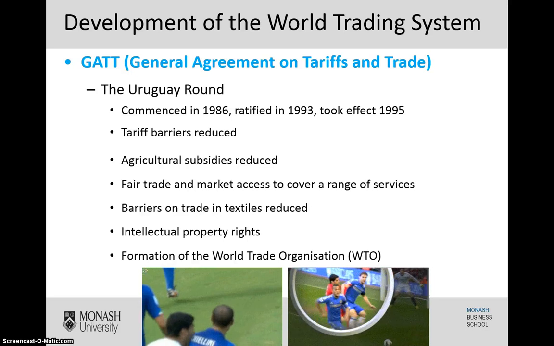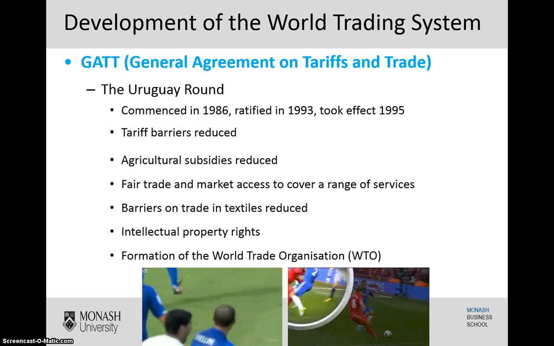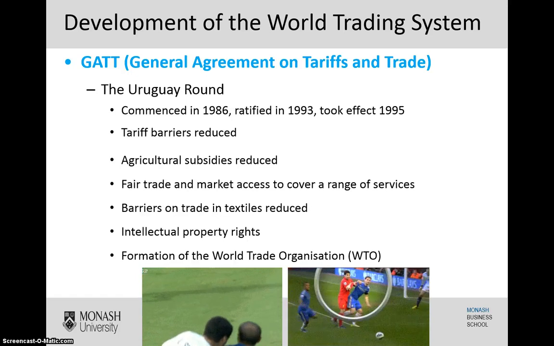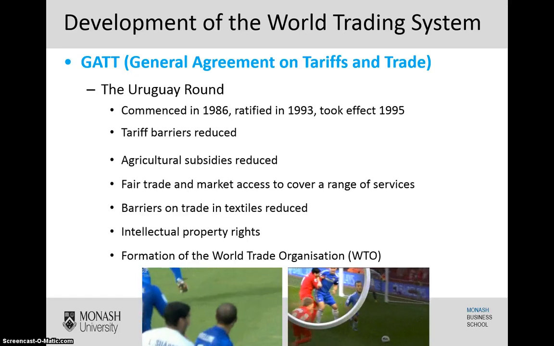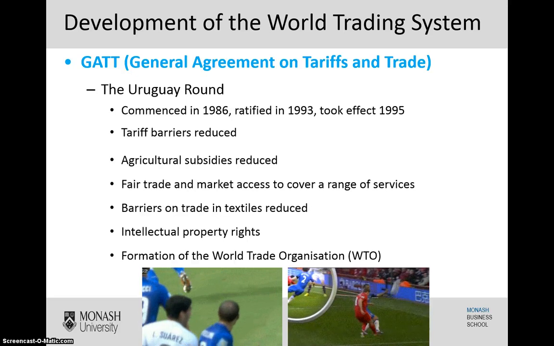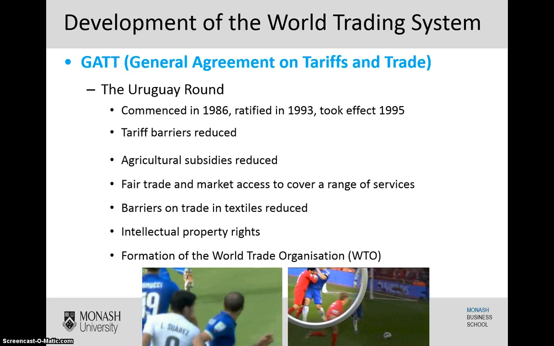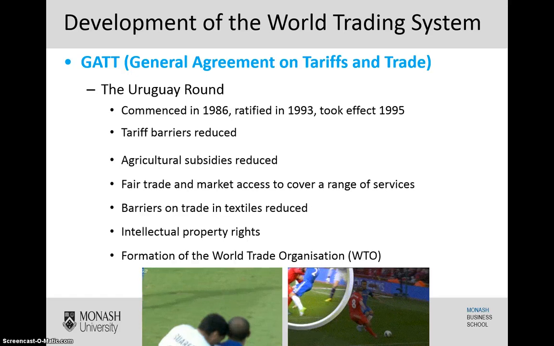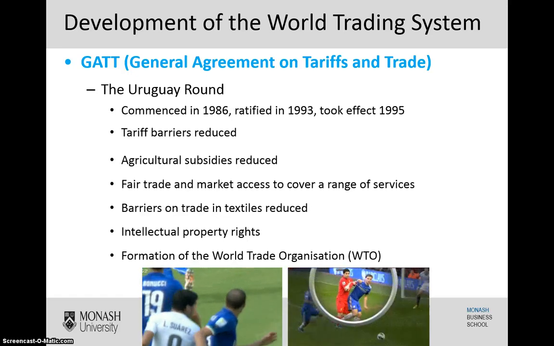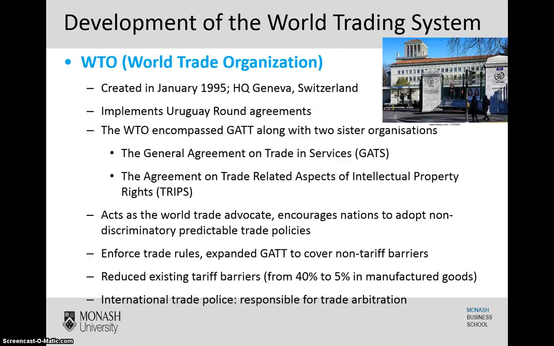Up until now, the areas where they looked to free up trade were mainly in manufacturing industries. They now looked to services as well. So there were barriers to trade in terms of textiles that were reduced. Importantly, especially from a service perspective, a lot of the intellectual property rights were strengthened, and most important of all, it led to the formation of the World Trade Organization, or WTO.